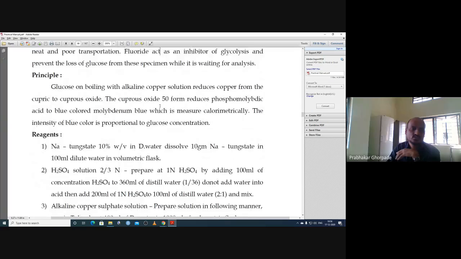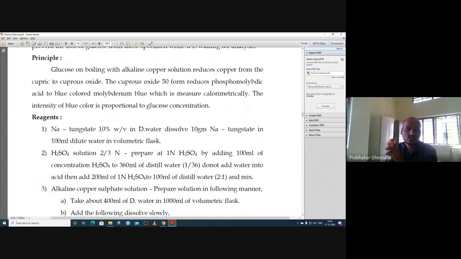So the principle: glucose on boiling with the alkaline copper solution reduces the copper from cupric to cuprous oxide. So this glucose we are taking, we are boiling with the alkaline copper solution and reducing the copper from cupric to cuprous oxide. Cuprous oxide reduces the phosphomolybdic acid to the blue colored molybdenum blue, which is measured colorimetrically. The intensity of the blue color is proportional to the glucose concentration. So here we are getting blue color.